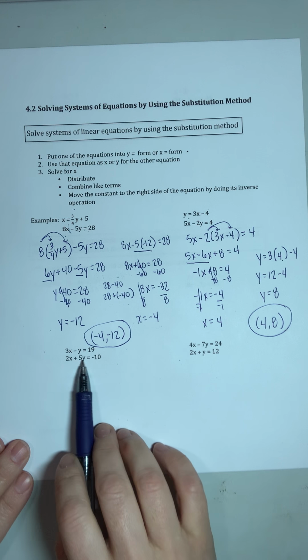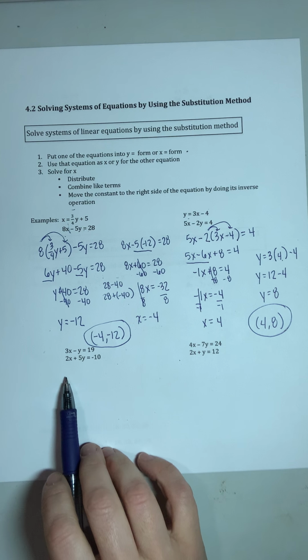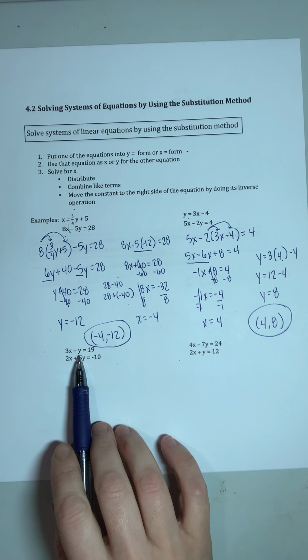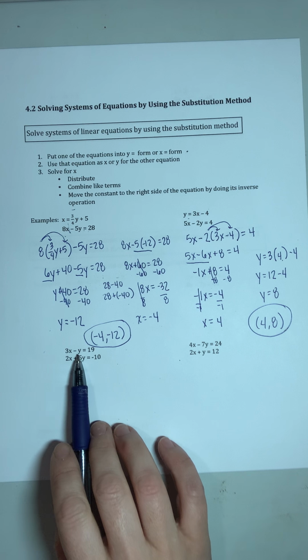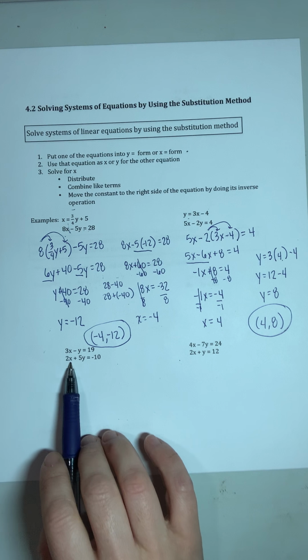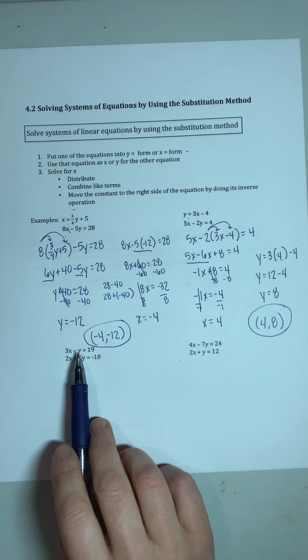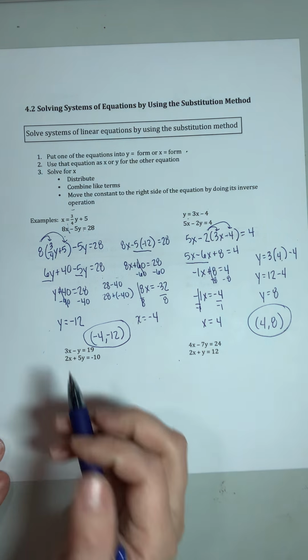Unfortunately, we don't have a y equals or an x equals, so I have to change one of these to that. So I just look for the easiest one. This y is by itself. So my thought process is make this y equals, because this one I would have to divide by 5. If I did the x's, I'd have to divide by 3, divide by 2. But this one, it's just a y. So that's the one I'm going to change.